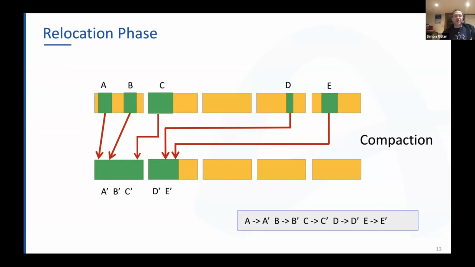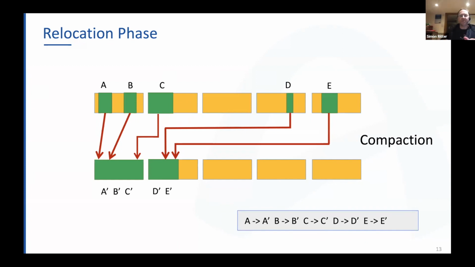What we then do is, in addition to copying those objects, we create a side table. And the side table is essentially a list of where each object has been relocated to. So A has been moved to A prime, B has been moved to B prime, and so on.